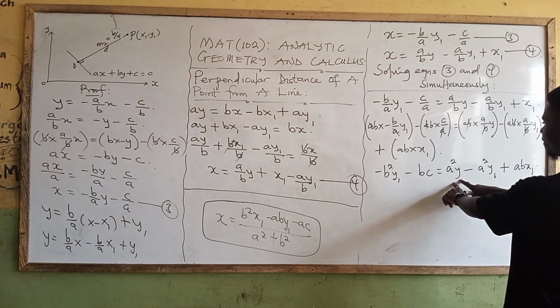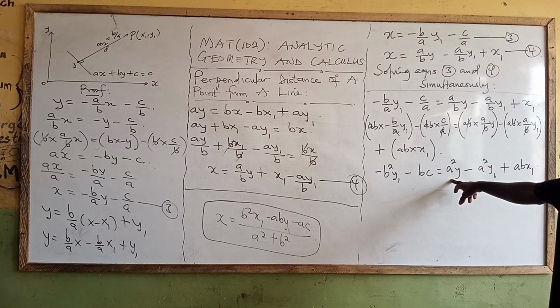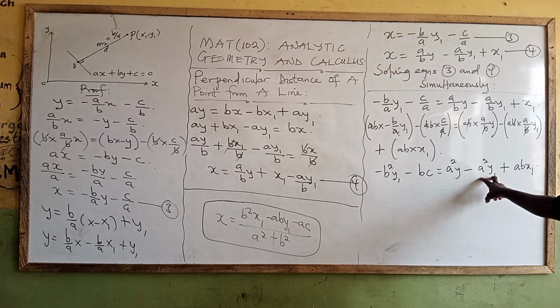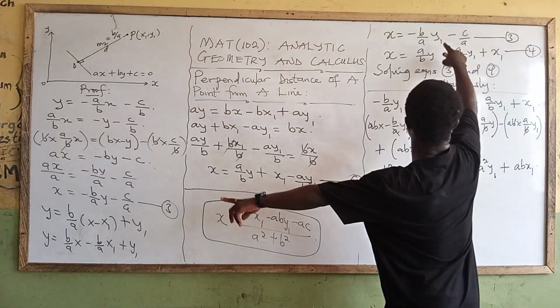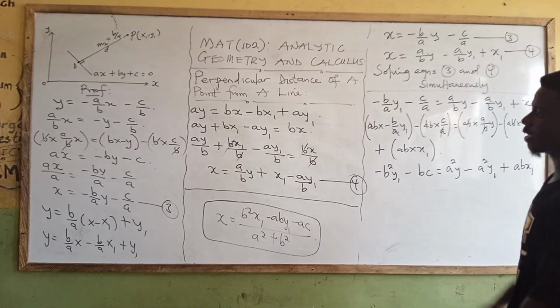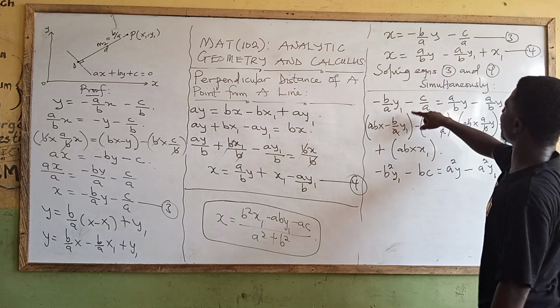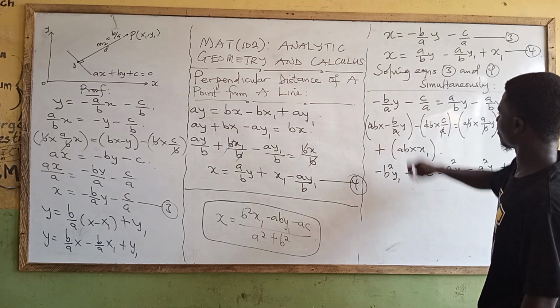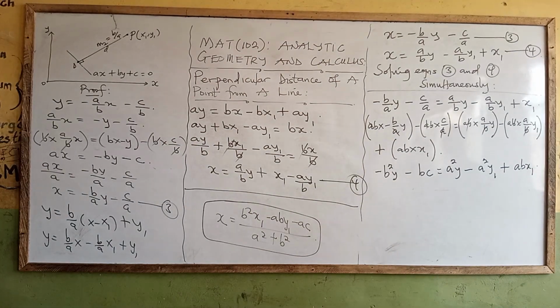Right. So now, we want to make y the subject. So now let's see. We maintain this guy here. We send this one over there. Right. So now let's see how best we can solve them. Alright, so let's see. Our equation 3 is supposed to be negative b over a y. So it's supposed to be y, and here it's supposed to be y.